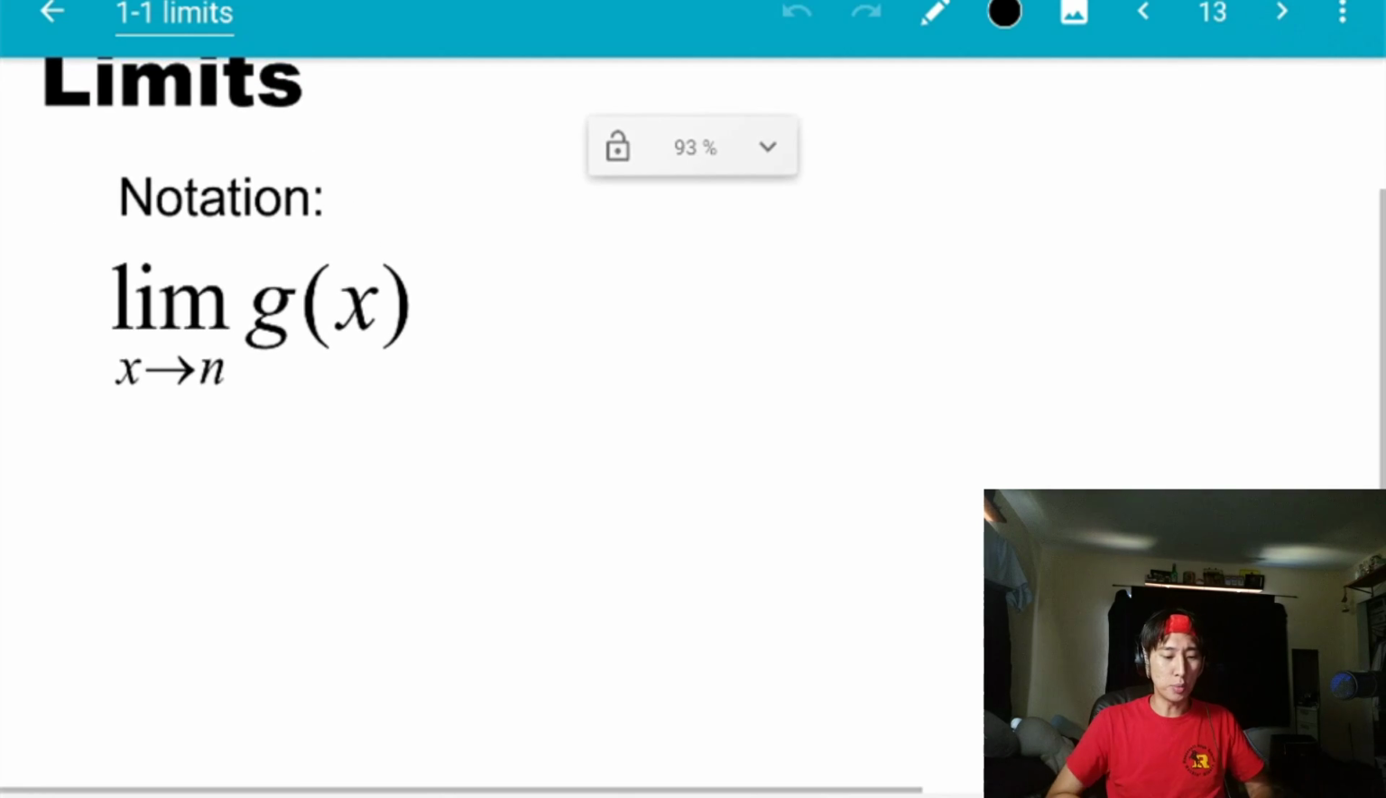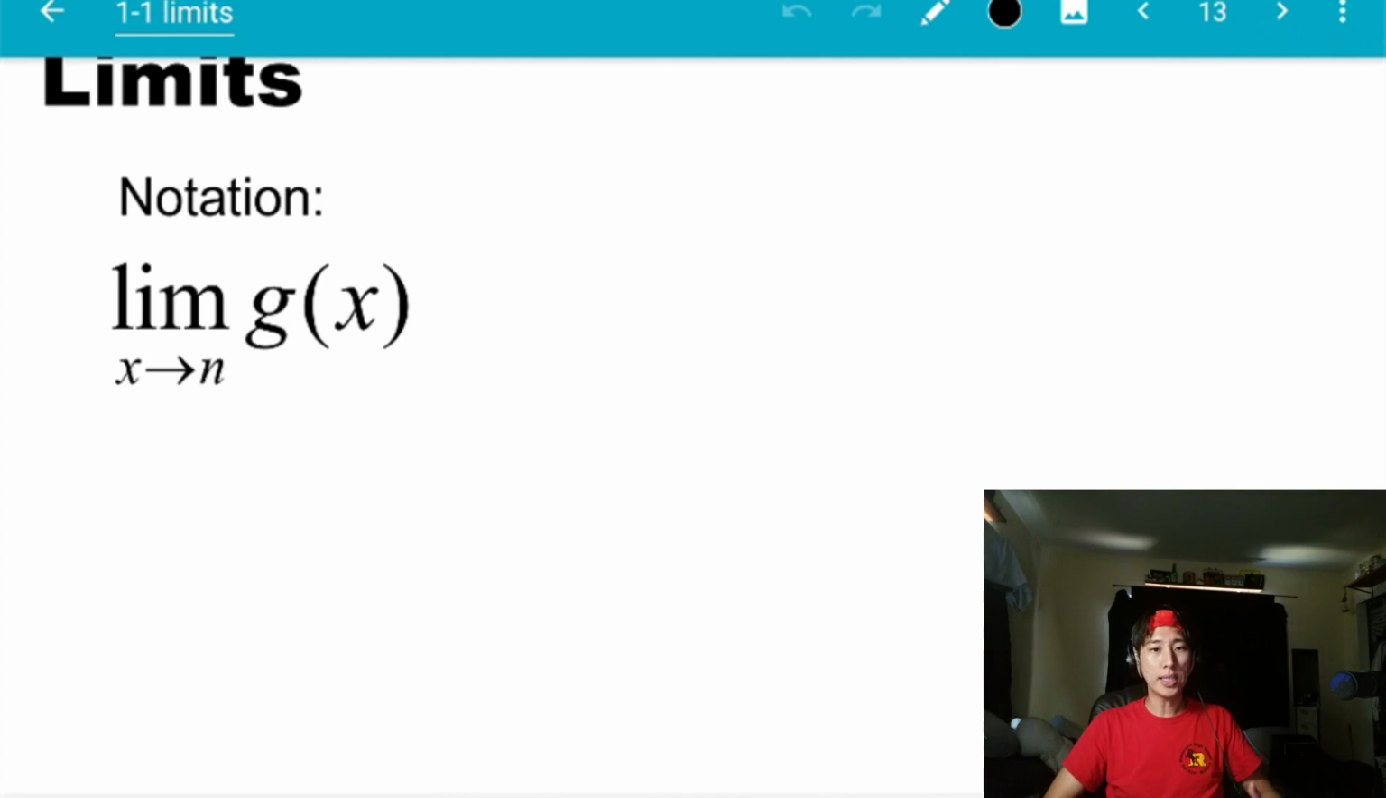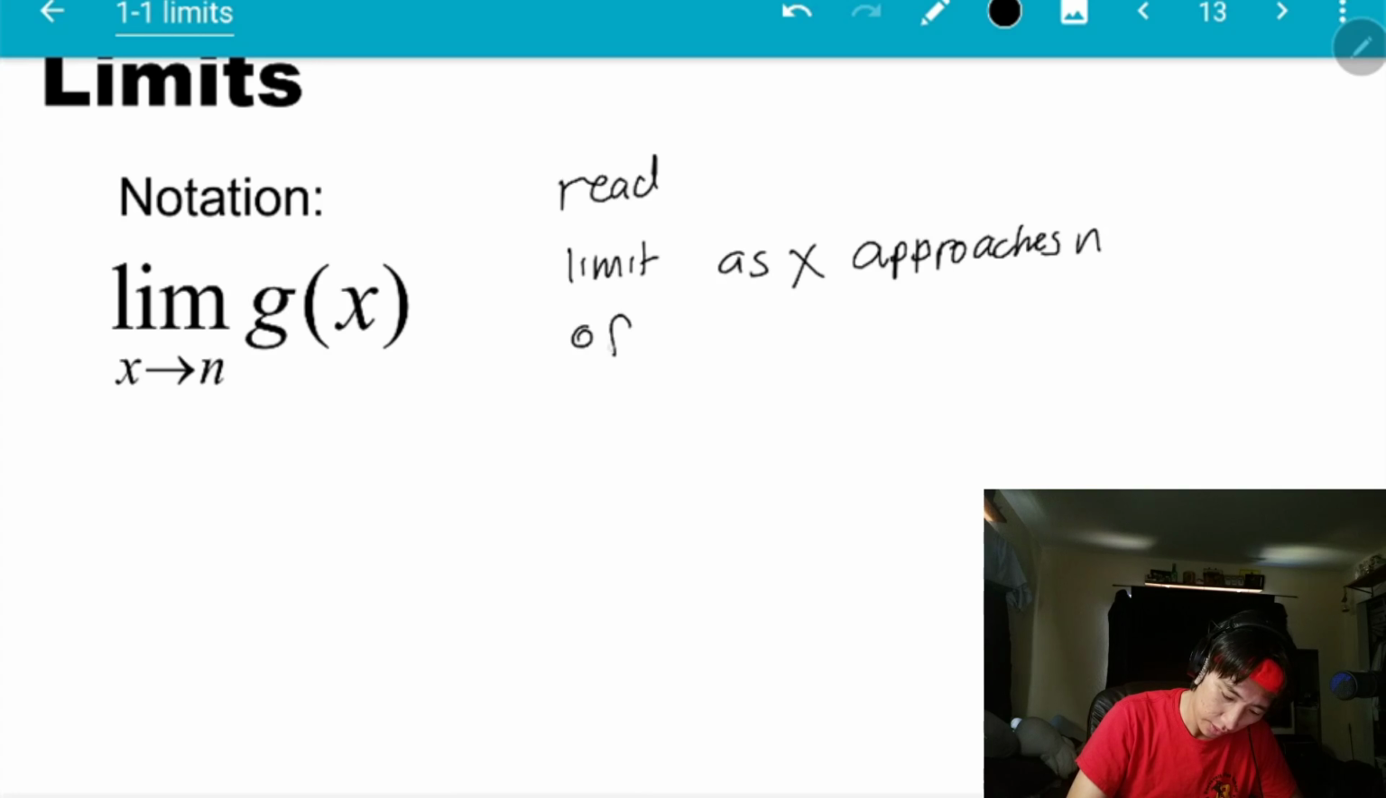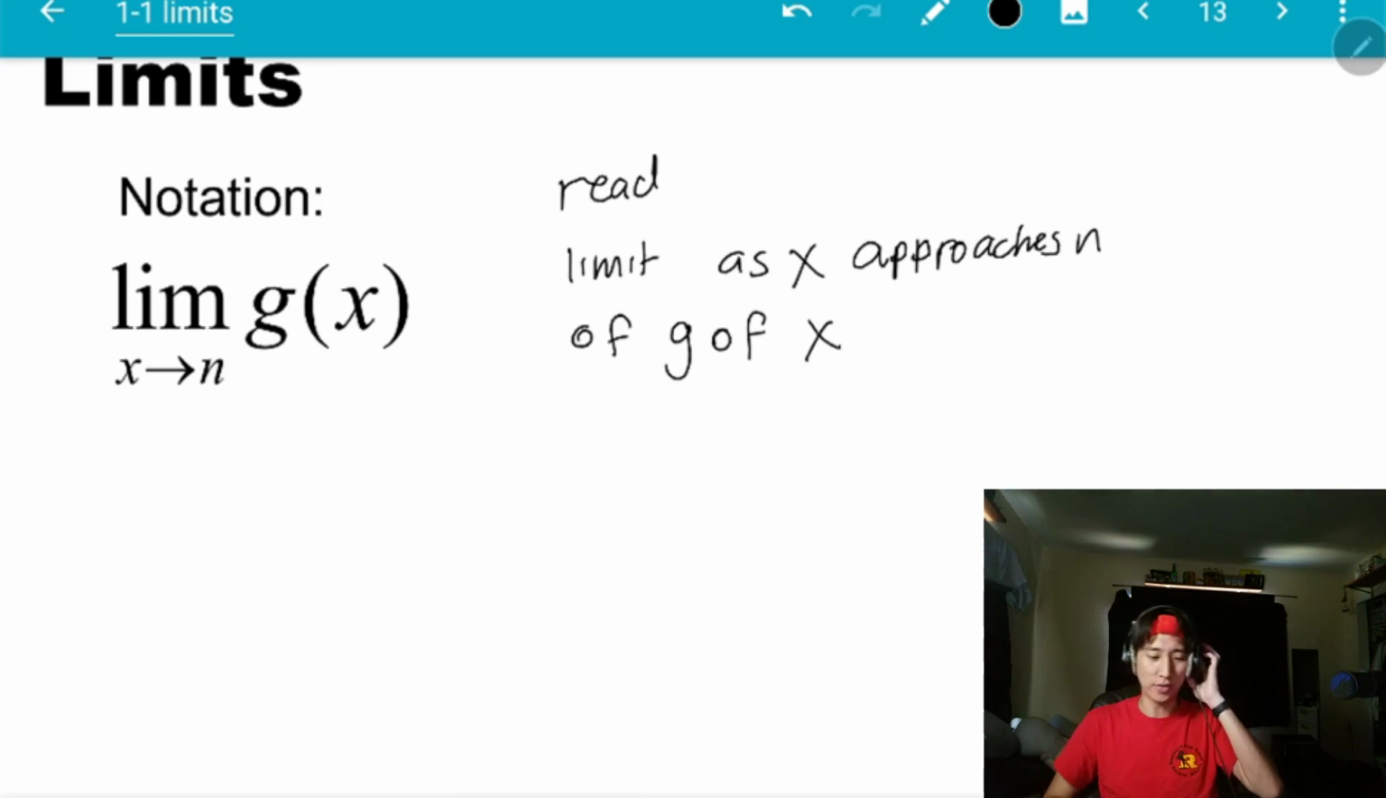And the way we do this is with this limit notation. Now, just copy this down. I'm going to notate on this to show what the different parts are. But this is read as the limit of g of x as x approaches n. I should write that out. Sorry, let me write that out. This is read as, sorry, I read it backwards the first time, but it's read as the limit as x approaches n of g of x.